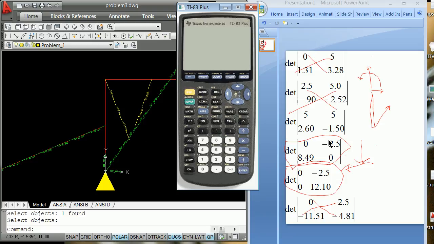So what do we have? Well, we have a positive moment here. This is going to be 2.5 times 8.49.